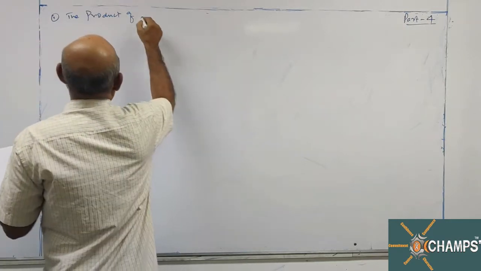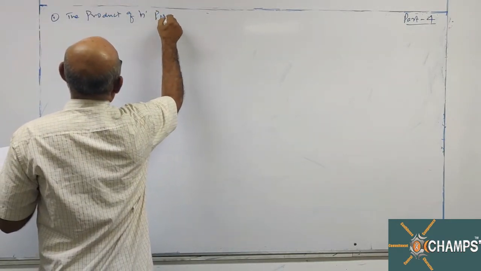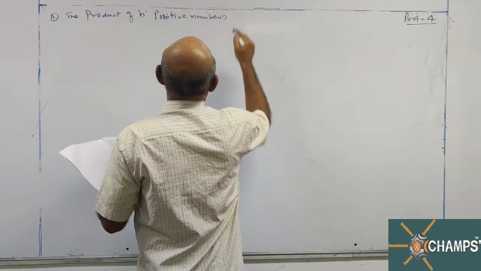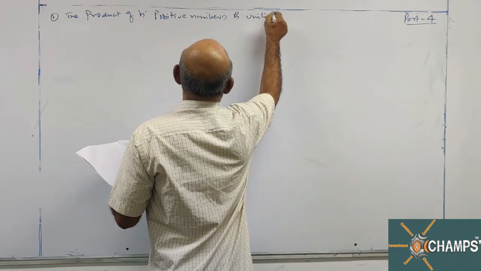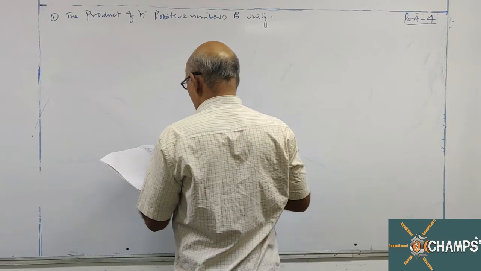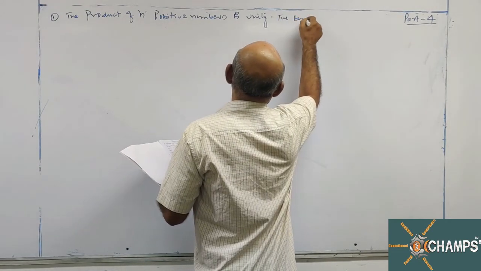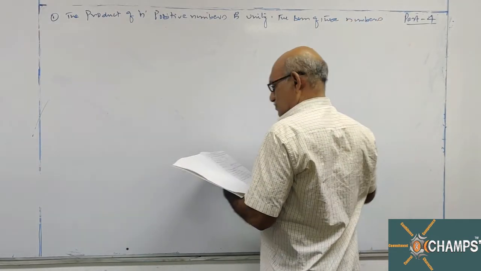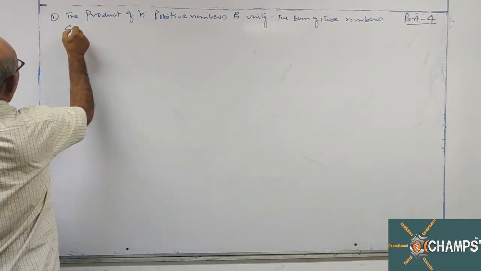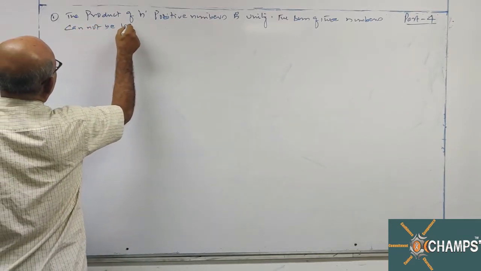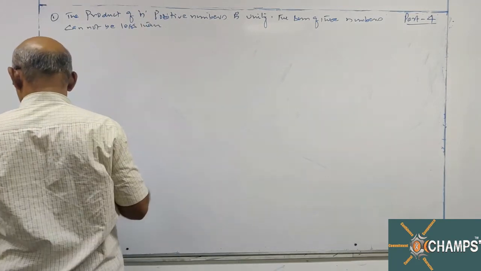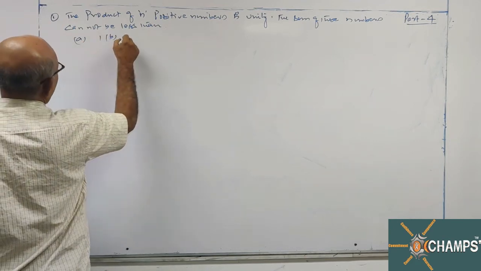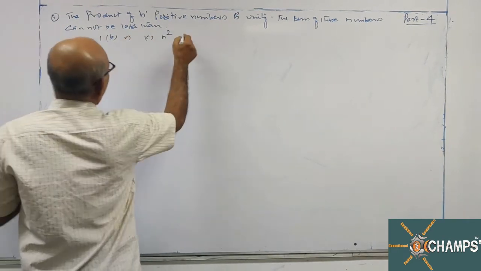The product of n positive numbers is unity. The sum of these numbers cannot be less than: option A 1, option B n, option C n square, option D none.